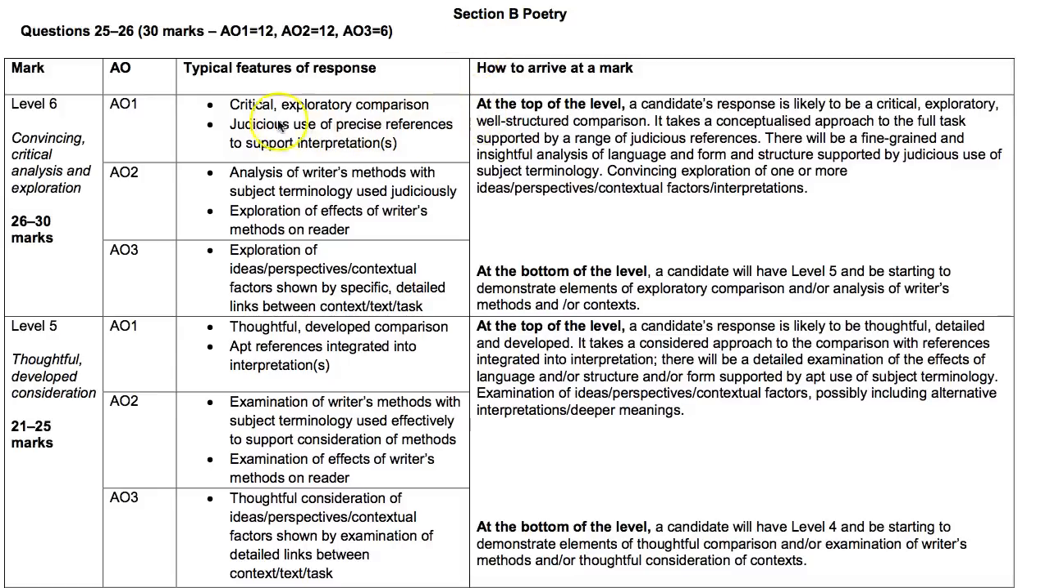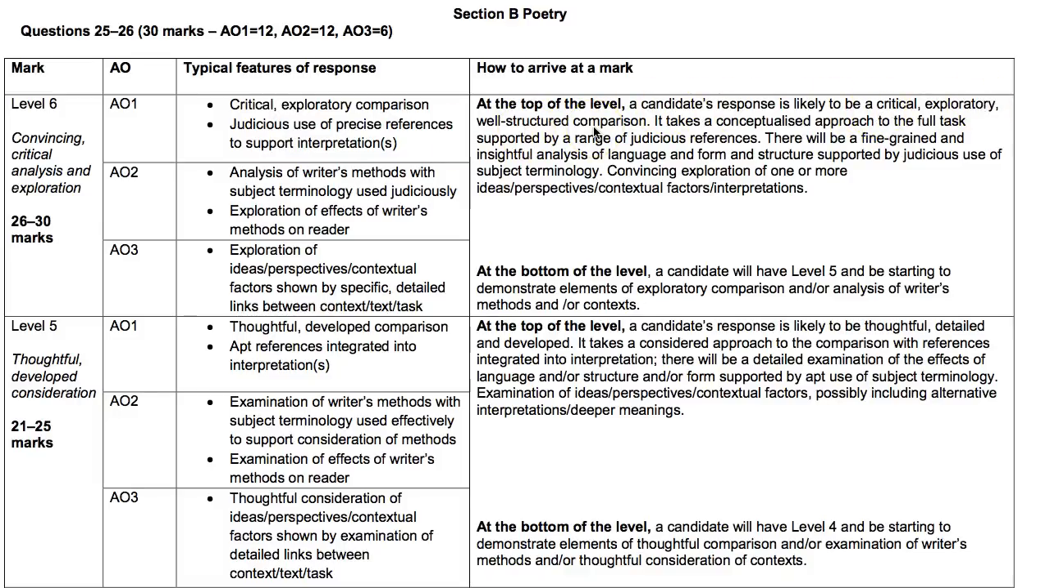So let's look at the language that is actually in the mark scheme, the language that tells the examiner what they should mark for. Well, you've got to be exploratory, and that was in those examiners' comments. You've got to be critical. Well, what does that mean? That's not really explained. Is it explained over here? Critical, exploratory, well-structured?